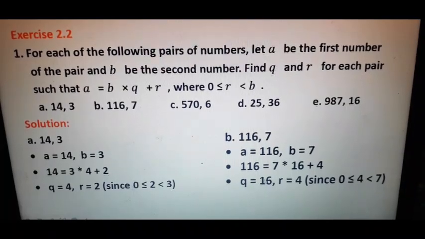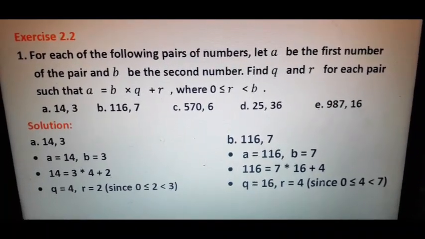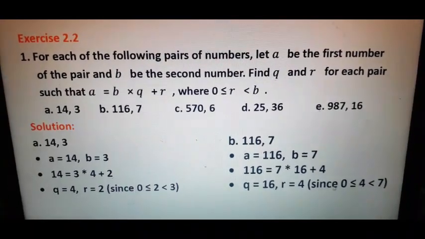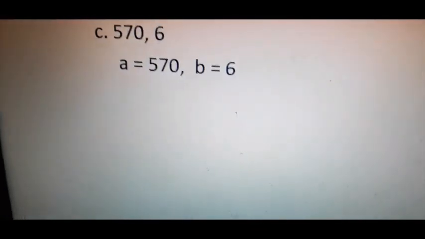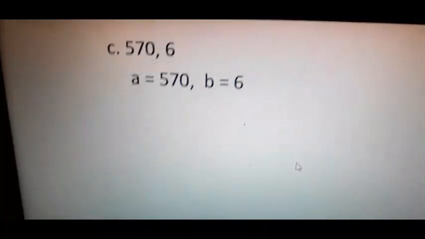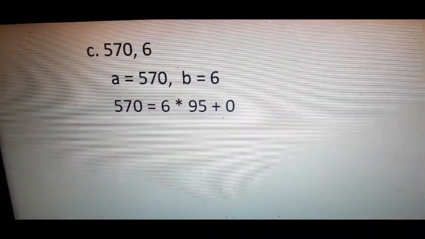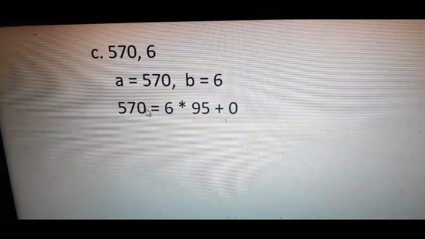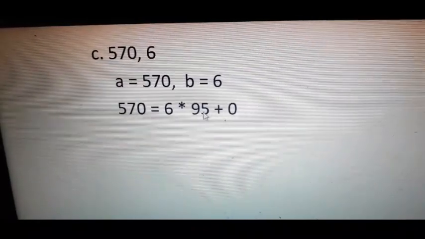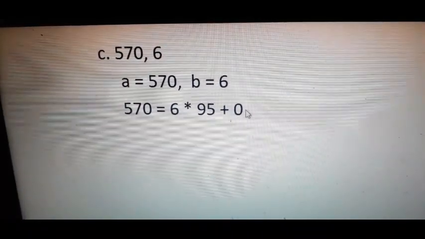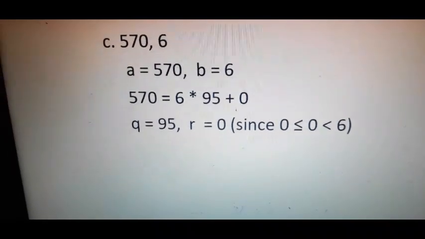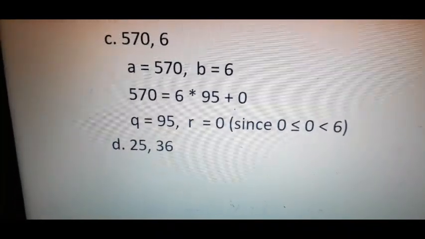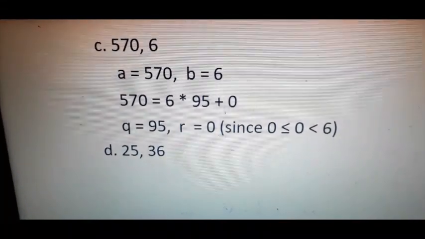So the quotient Q is 16 and the remainder R is 4, because R is between 0 and 7. The other is 570 and 6. A is 570, B is 6 as stated before. When we divide 570 by 6, you will get 95 as quotient and 0 as remainder. Therefore Q is 95 and R is 0. This 0 is between 0 and 6, it can be 0, so we can say here 570 is divisible by 6.